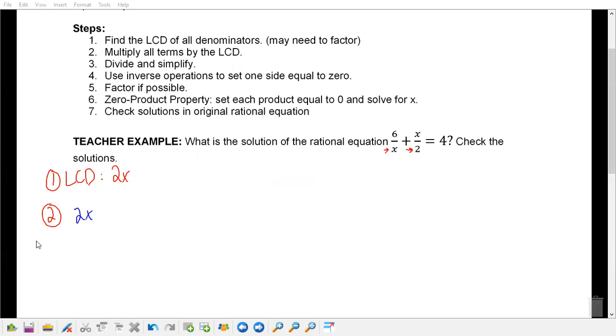So we have 2x times 6 over x plus 2x times x over 2 equals 2x times 4. That's what it means to multiply each one. So when I multiply each one, this is going to become 2x times 6, it's going to give me 12x over x. Agreed? Plus 2x times x over 2 gives me 4x over 2 equals 2x times 4, 8x.